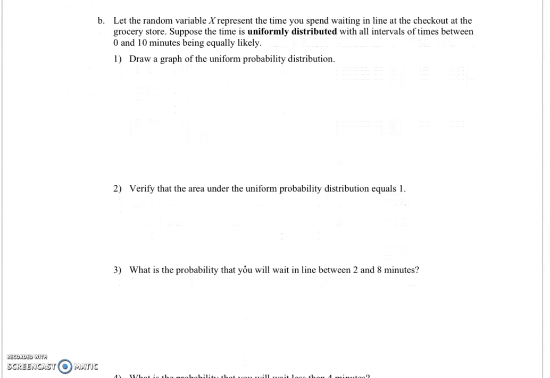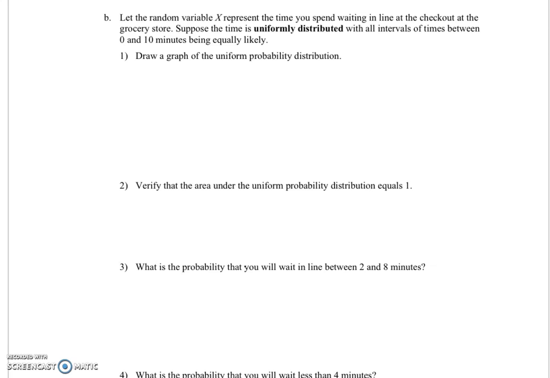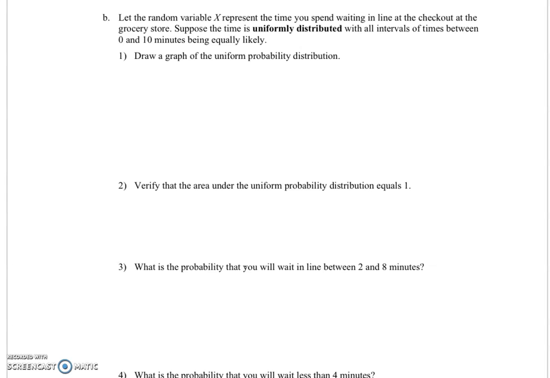Okay, you should do this problem on your own. Pause the video, and it's just like the previous problem mostly, but with different numbers. So you try it on your own and then start the video again and see if you did it right. So the random variable x represents the time we spend waiting in line at the checkout at the grocery store. Suppose the time is uniformly distributed with all intervals of times between 0 and 10 minutes being equally likely.